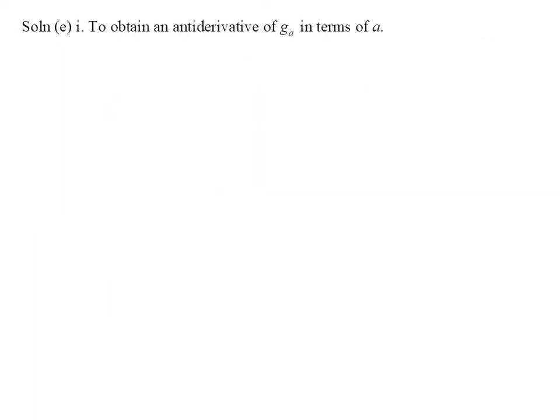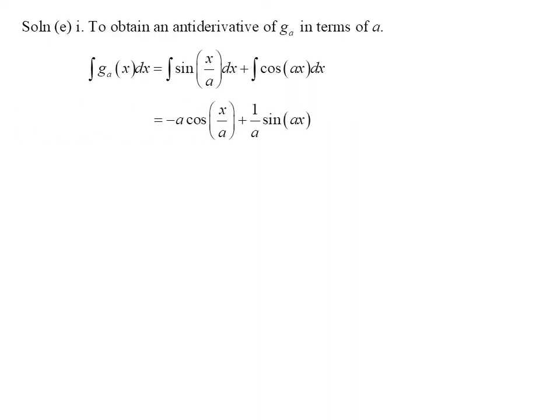The first requirement of part E is to find an antiderivative of g sub a of x in terms of a. So the integral of sine x over a dx plus the integral of cos ax dx, which equals negative a cos x over a plus sine ax divided by a.